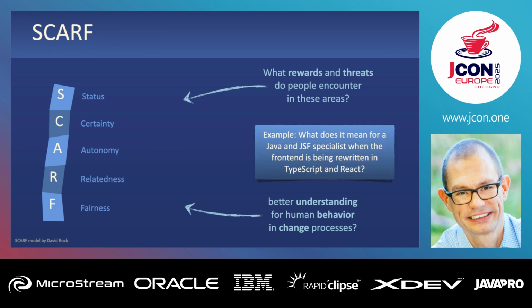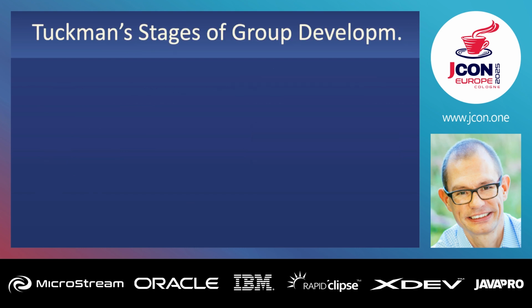Imagine a Java and JSF specialist who's been that for years, and now the front end is being rewritten in TypeScript and React. What does it mean to that Java and JSF specialist? He or she loses the status, the certainty. They know nothing about TypeScript and React probably. They cannot relate, say, to TypeScript, as other people cannot relate to Java. So this model explains how people react to change that you give to them. And then the third model, maybe that's the best known one, it's Tuckman's stages of group development.